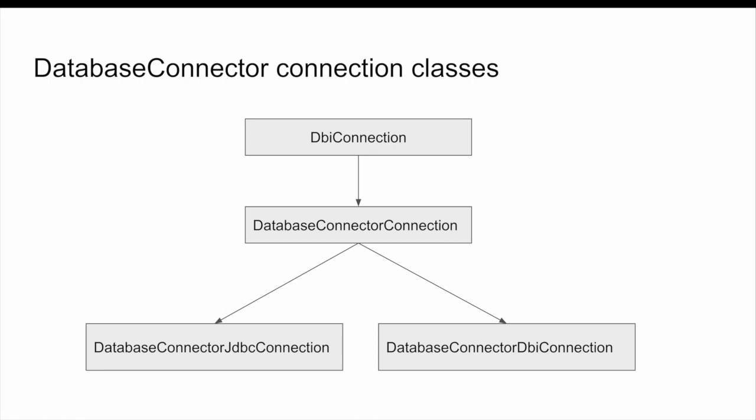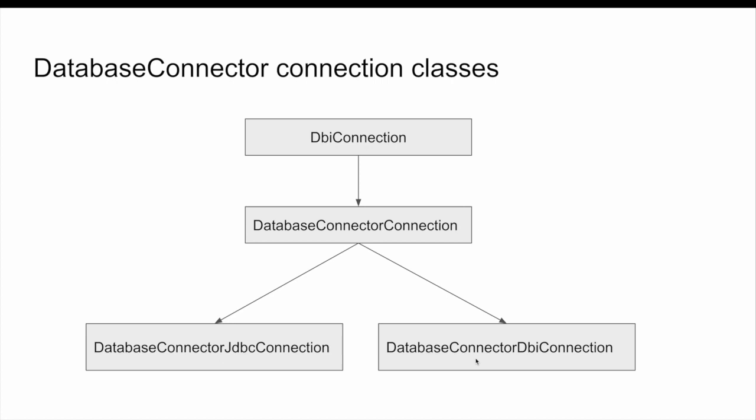So here we're looking at the connection classes in the DBI package and their inheritance. These are S4 classes in R. We have a DBIConnection class, which is defined in the DBI package. And we have a DatabaseConnectorConnection, which is defined in the DatabaseConnector package and inherits from that. And then we have two subclasses. DatabaseConnectorJdbcConnection: these are the connections for which Database Connector provides the actual driver, the JDBC driver.